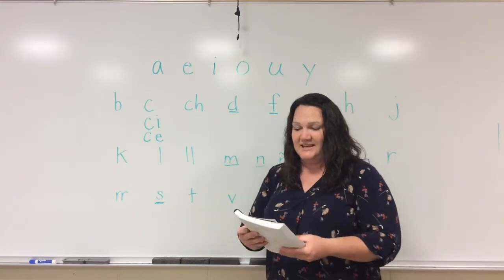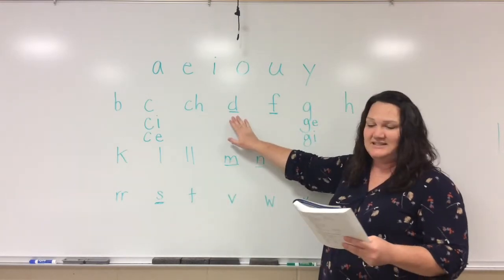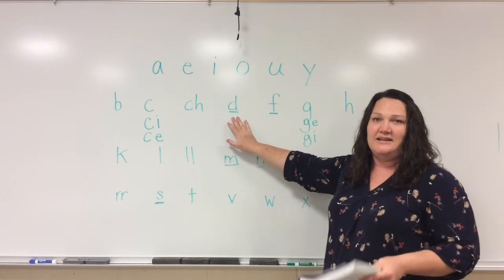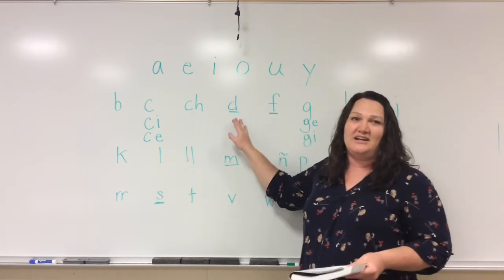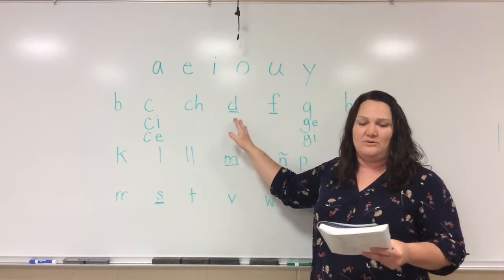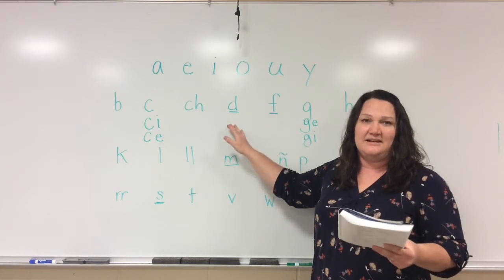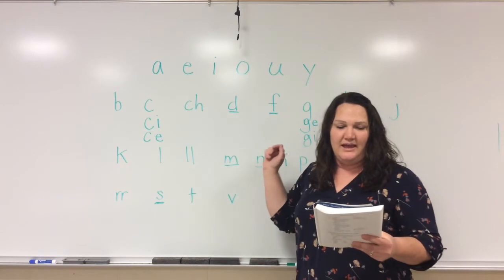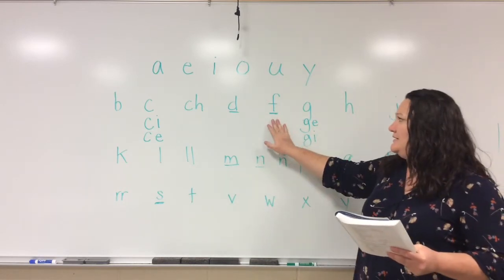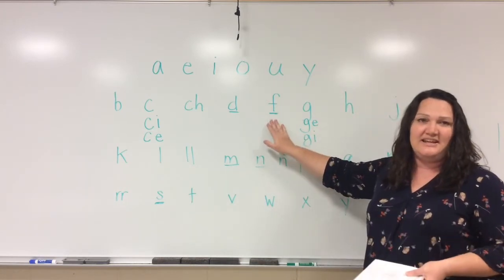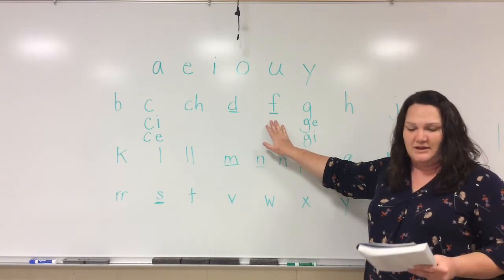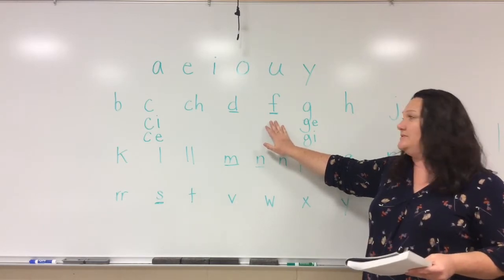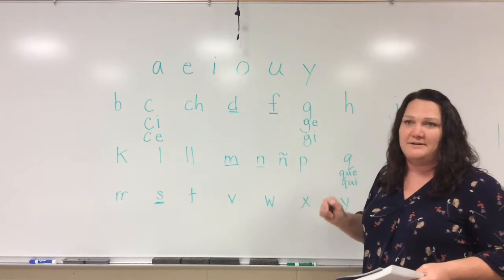Then we have the D, and the D says D. Now it's again like the B where you're not gonna go D. You're just gonna say it really soft, like D, like donde. And then we have F. F says, just like in English, f. So like futuro. So F says f.